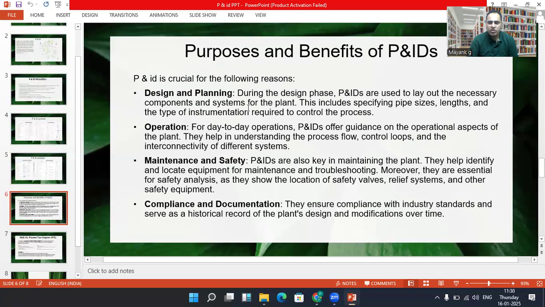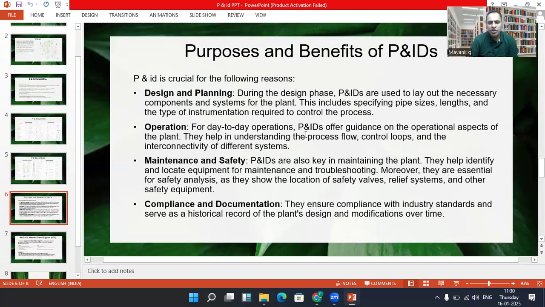This was also covered in our previous video, that PNID includes pipes, the pipe sizes, pipe specification, the length, the instrumentation, and even the DCS controls. All these are covered under PNID. So this is the first reason why we use it: for design and planning.